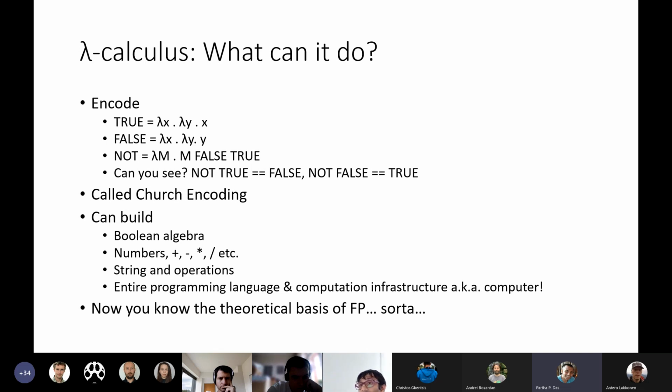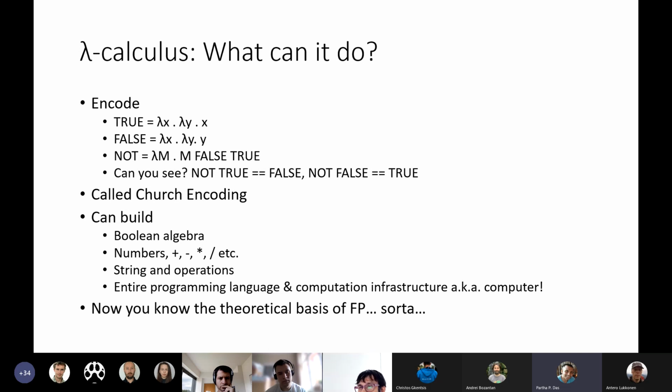But the main thing is, this is called Church encoding, and you can essentially build Boolean algebra: not, or, and. Using not, or, and, true and false, you can build all of Boolean algebra. You can build numbers with plus, minus, star, divide, as far as I know, which means you can construct the entire algebra of numbers. You can define string operations and so on, using just this notation.